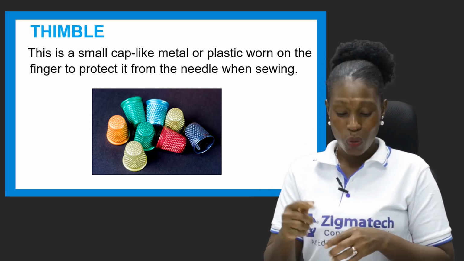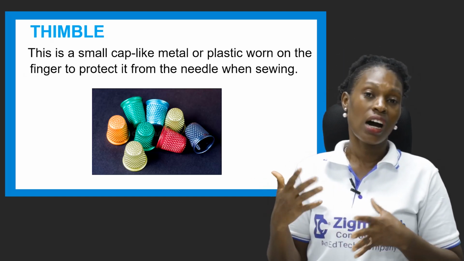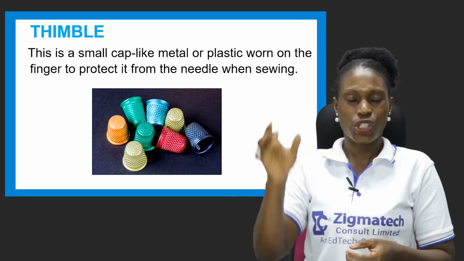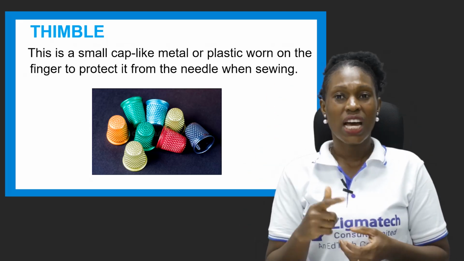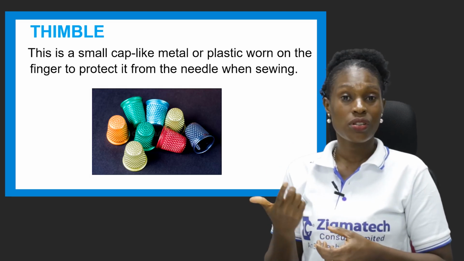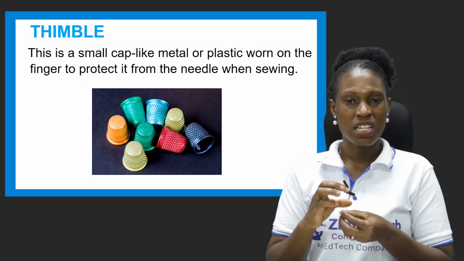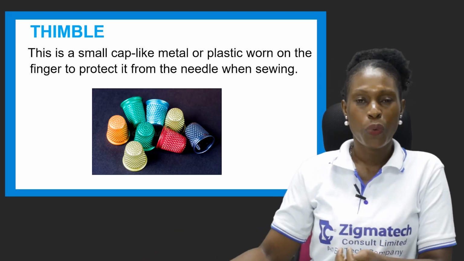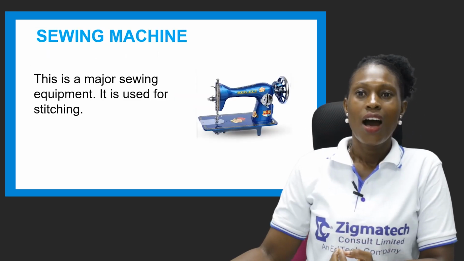I've seen where someone was trying to fix the needle for the machine, and somehow she just pierced her hand. It was a serious injury. If she had had her thimble on, it wouldn't have caused her that much pain, because it would have been a shield for her. So it's very important to use your thimble when you're making a dress.